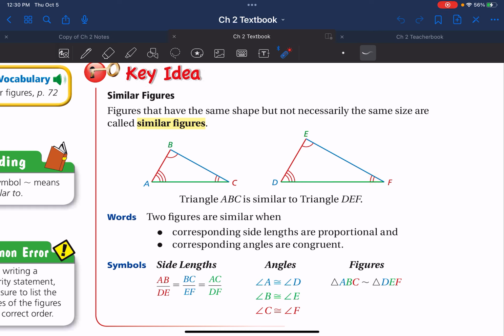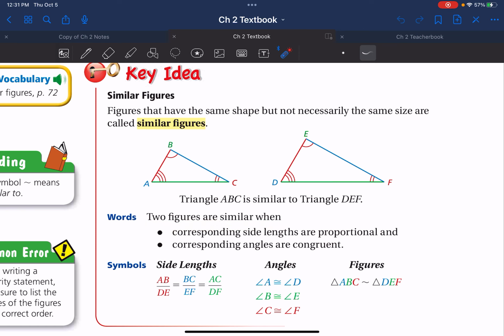If the angles are all the same, it doesn't mean that the side lengths have to be the same for them to be similar, as long as the angles are the same. Okay? Triangle ABC is similar to DEF. Two figures are similar when corresponding side lengths are proportional.